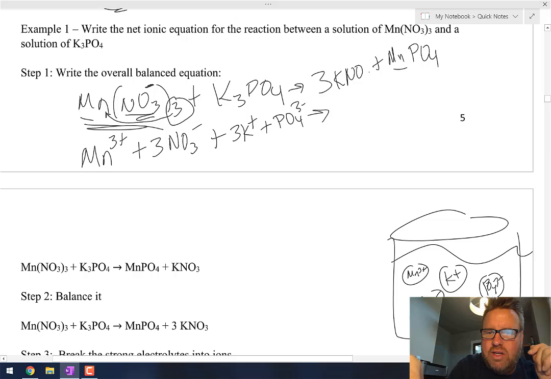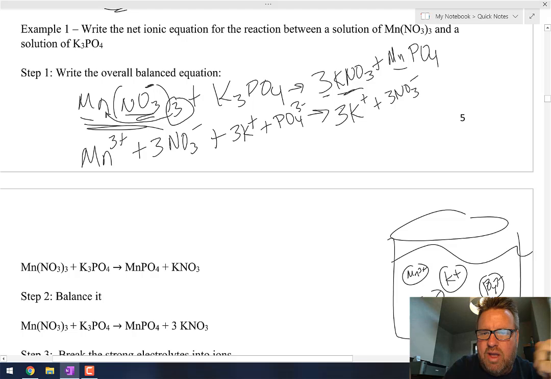And then on our product side, oops, I know you guys caught that, I forgot the 3 there. We have 3 KNO3, potassium nitrate. Is that soluble? Sometimes when I see ones like that, I think, oh, it's actually double soluble. Don't say that, but it's got an alkali metal and a nitrate in it, so definitely soluble. So 3 K pluses and 3 NO3 minuses. And then what about manganese phosphate? Is that soluble? We don't have a rule on it, so no, it is not. So we just have MnPO4.